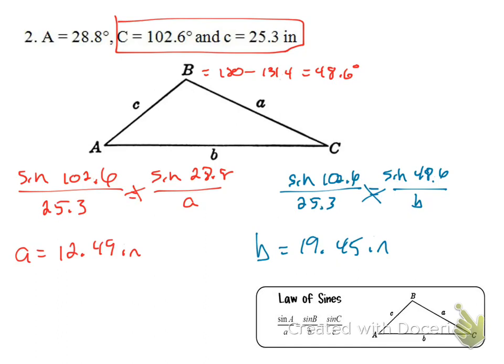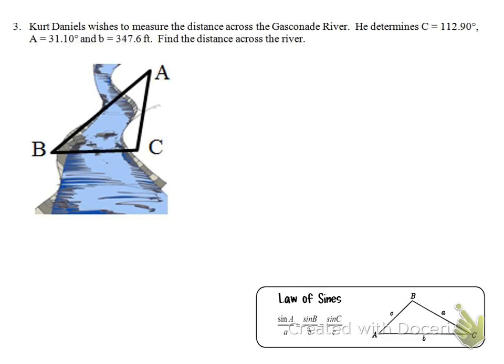Now, how can we use this? Well, it keeps us from being forced into creating a right triangle situation. Right? So, for example, Kurt Daniels wishes to measure the distance across the Gasconade River. He determines angle C at 102.9 degrees, angle A at 31.10 degrees, and B at 347.6 feet. Find the distance across the river. Well, this is side A. This is side A, this is side B, this is side C.